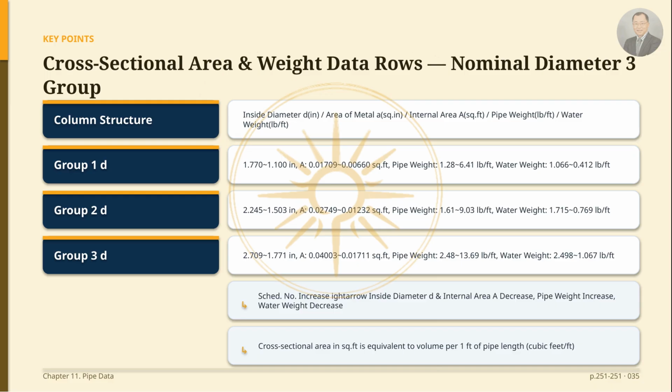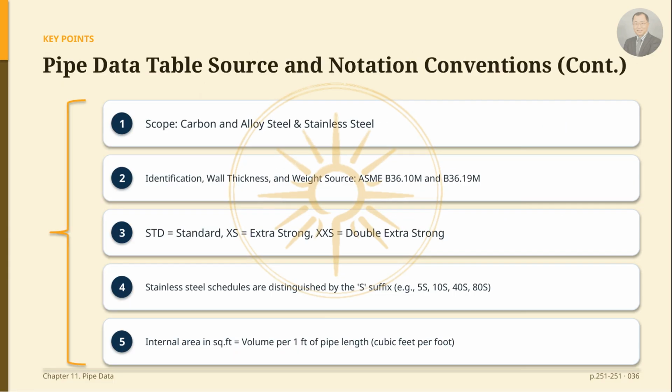In particular, since the cross-sectional area expressed in square feet is numerically identical to the volume per foot of pipe length, please keep this in mind when calculating flow rate or volume. This table is a reference material to ensure data consistency by defining the sources and notation conventions of the pipe data. For example, STD refers to standard pipe and XS refers to extra strong pipe. And for stainless steel, schedules are distinguished by the S suffix, such as 5S or 10S.